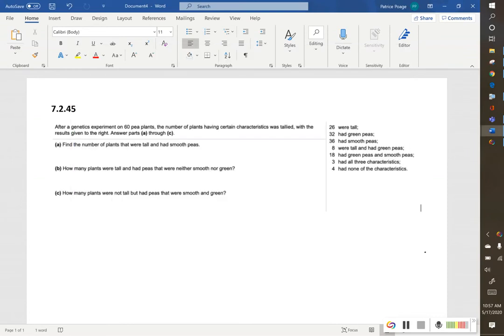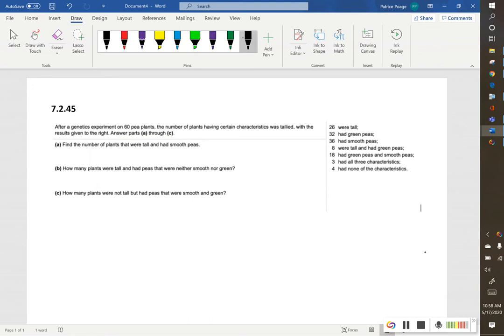Alright, this is 7.2.45, the infamous tall, green, smooth pea problem. It says, after a genetics experiment of 60 pea plants, the number of plants having certain characteristics were tallied, with the results given to the right. And it talks about tall, green, and smooth.